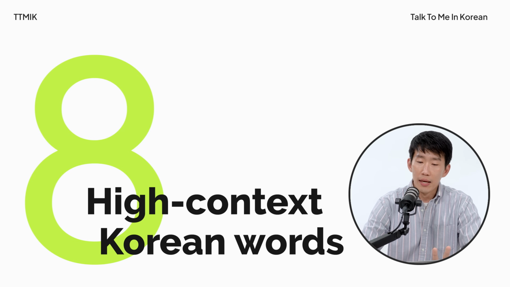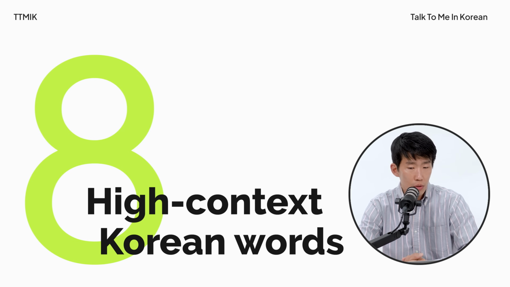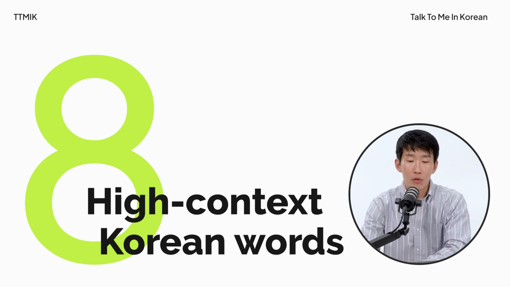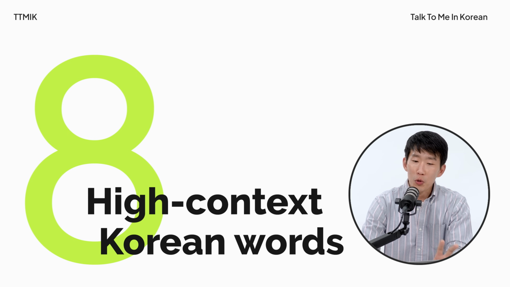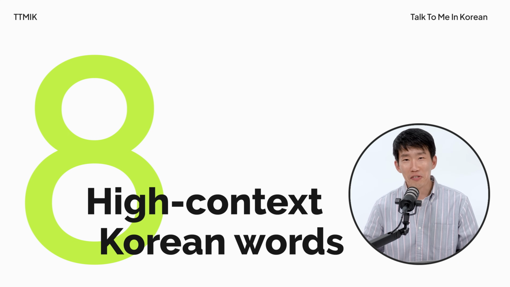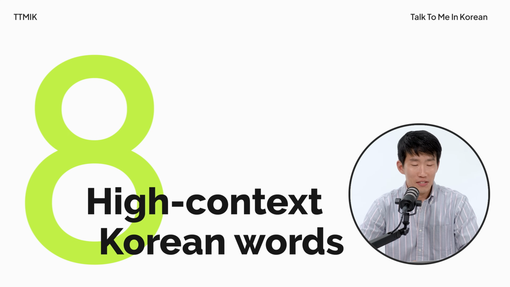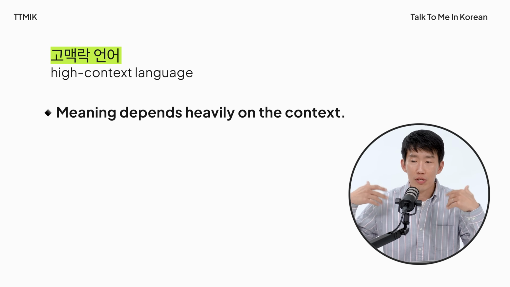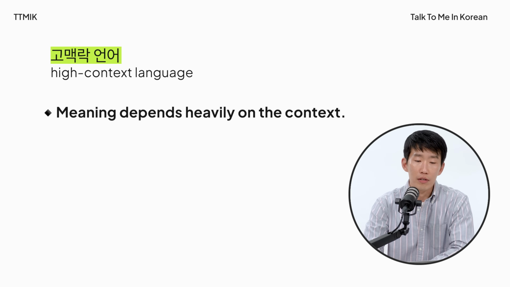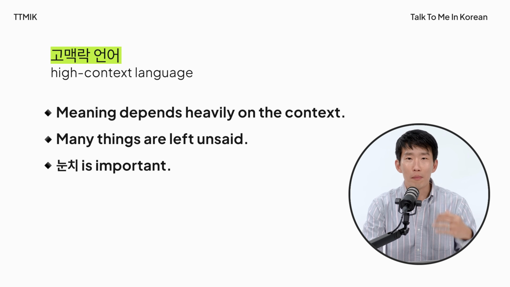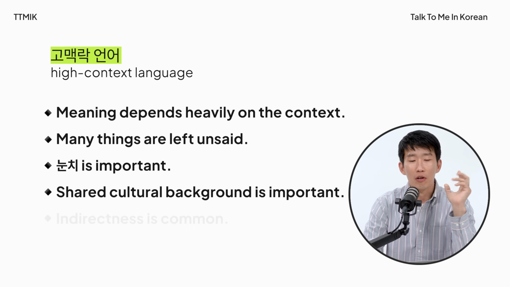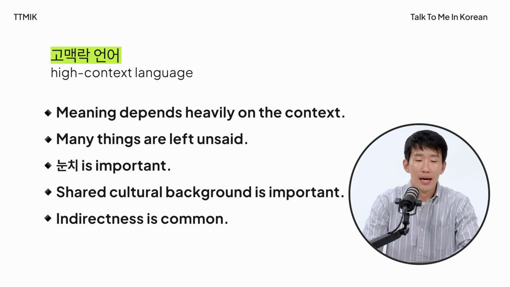Of course, high context language is not a concept unique to Korean, but Korean tends to be considered one of the most high context languages in the world. So let's talk about some really cool Korean words that have a lot of diverse meaning, and I've prepared 8. When you have a high context language, the meaning of the sentence that you're saying or hearing depends heavily on the context. You need a lot of 눈치. 눈치 is the ability to read the room, read the mood that the other person is in, especially your spouse or your boss. And shared cultural background is really important in a high context language.